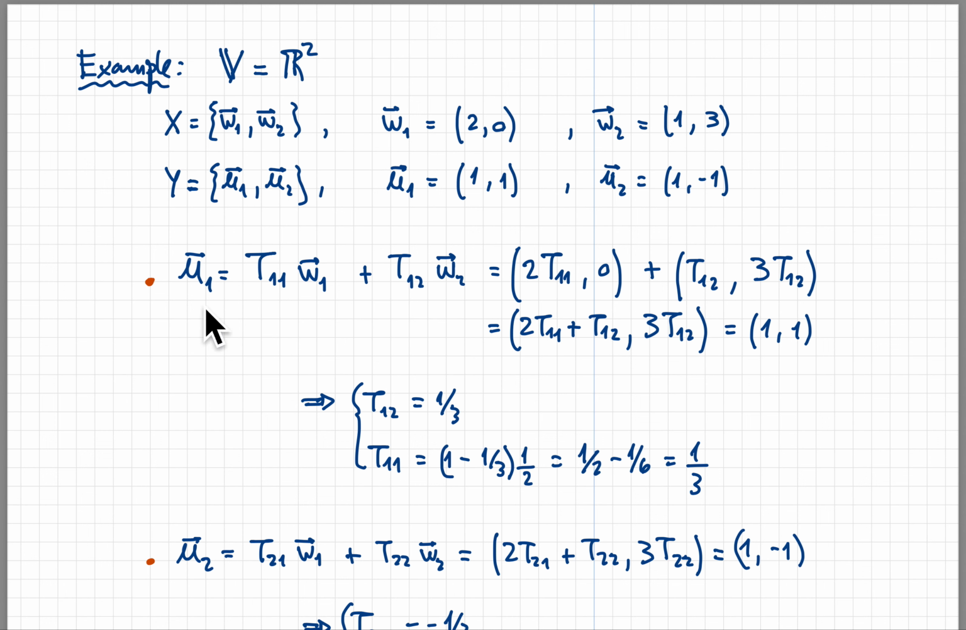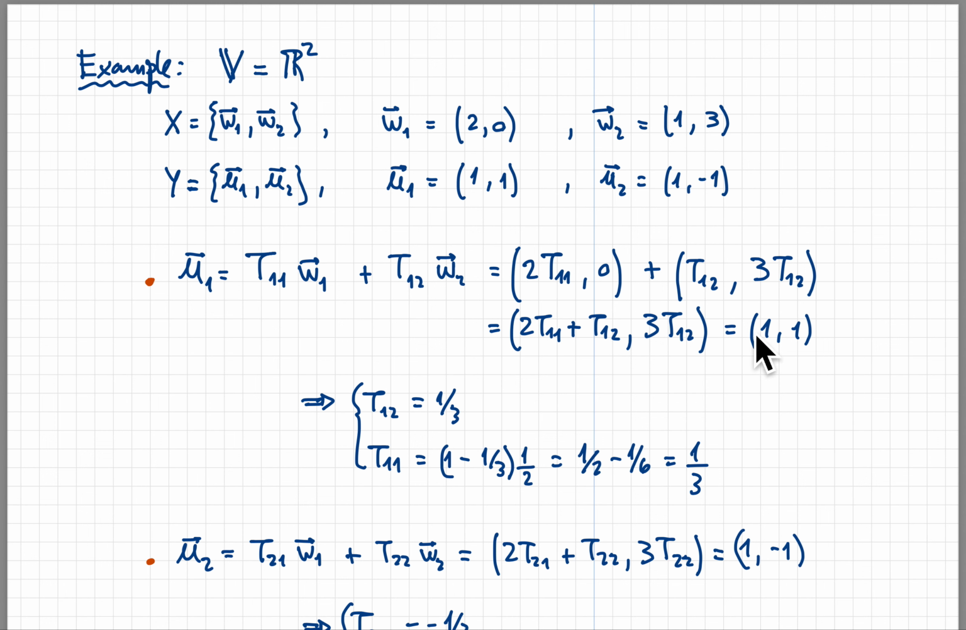And so U1 can now be written in terms of the other basis. So we can write U1 in terms of W1 and W2. How do we do that? Well, we use these T objects, T11 W1 plus T12 W2. Remember, the first index has to do with this vector, and the second index is what accompanies this basis vector. If you do this calculation on the right, you get (2 T11, 0) from here, and then T12 is multiplied by 1 and by 3. Adding it all together, for the first component you get 2T11 plus T12, and for the second component you get 0 from here and 3T12 from here, so 3T12 down here.